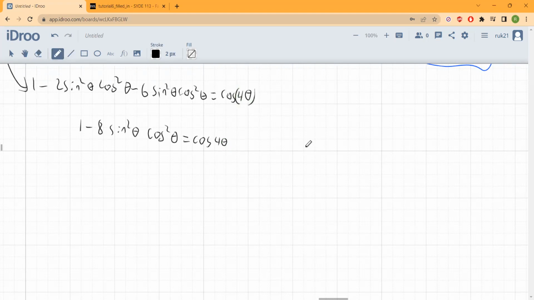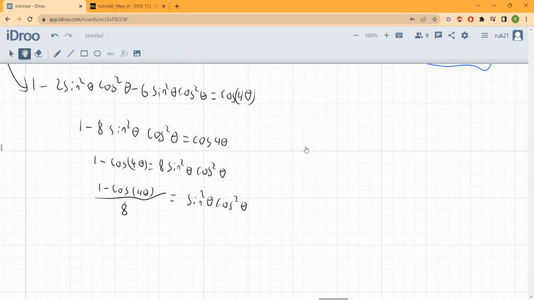Now, what we can do is we can manipulate this a bit. So what I'm going to do is I'm going to bring negative 8 sine squared theta cosine squared theta to the other side and bring cosine 4 theta to my left side. So we're going to get 1 minus cosine 4 theta is equal to 8 sine squared theta cosine squared theta. And finally, we're going to divide both sides by 8. And we're going to get 1 minus cosine 4 theta over 8. And again, a really straight line. I think that's going to be something reoccurring, is equal to sine squared theta cosine squared theta.